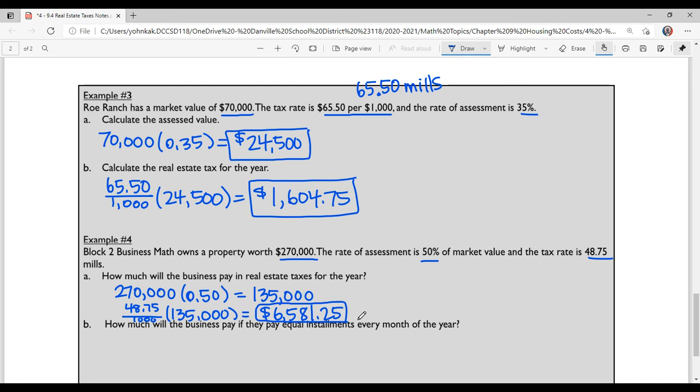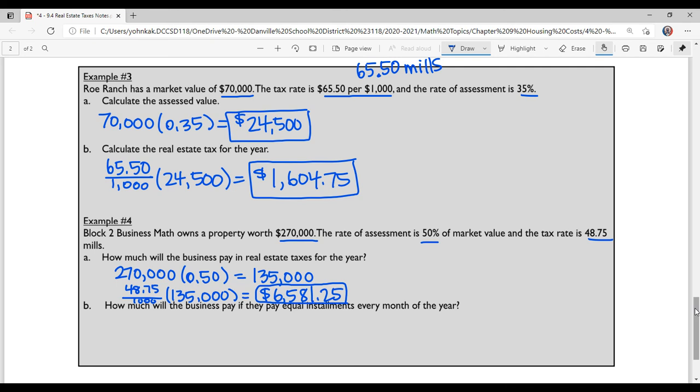And then finally, part B, how much will the business pay if they pay equal installments every month of the year? So some people choose to have their taxes paid along with their mortgage every month. And it's pretty easy to do. If you know what the annual taxes are, $6,581.25, and you pay them every month, and you know how many months there are, 12, you can divide and you come out to $548.44 a month for taxes. And then that could go along with your mortgage, and you could pay one check each time.